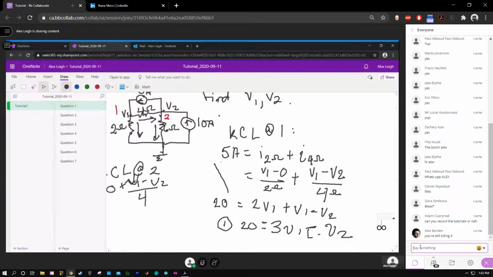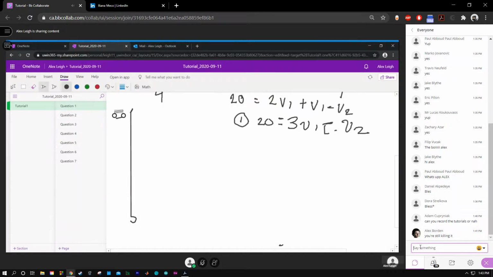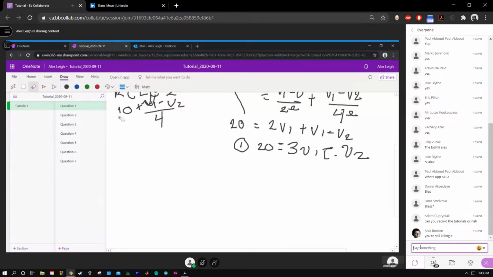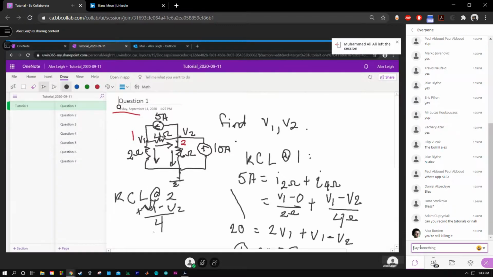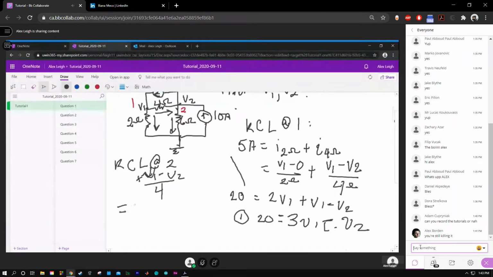Okay, so we had 10, sorry, plus the quantity V1 minus V2 over 4, so that current, and that's equal to what's exiting. So what's exiting? We have 5. So what is exiting is the 5 and then the current across the 6 ohm. 5 plus V2 minus 0 over 6.